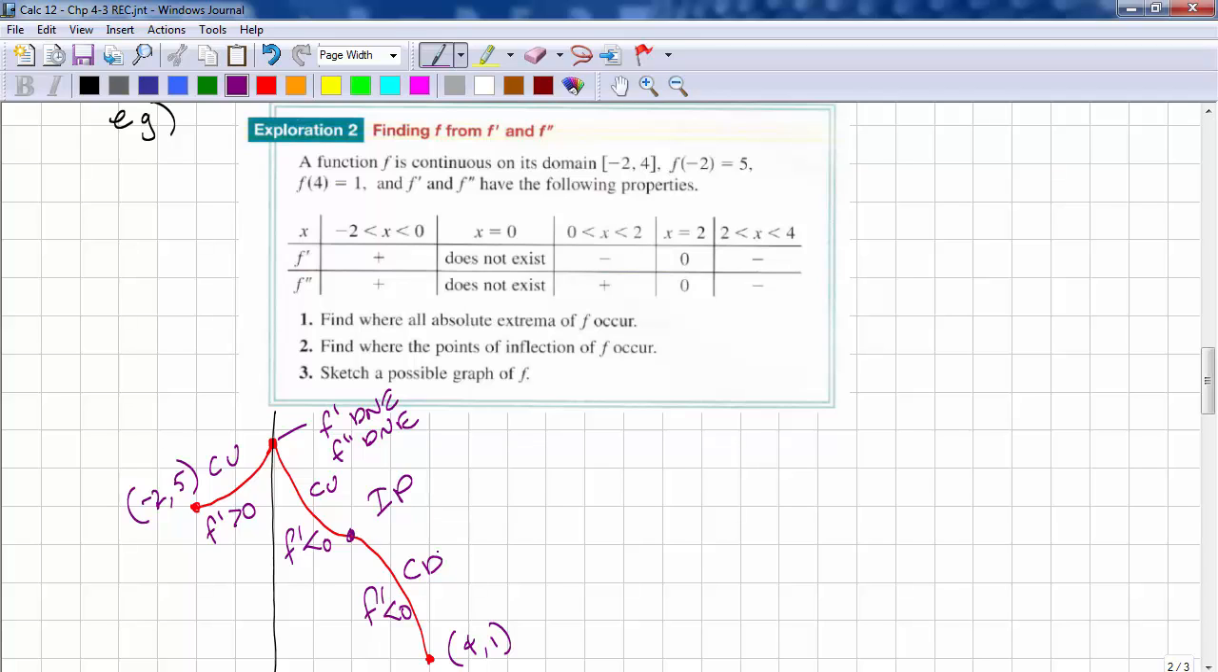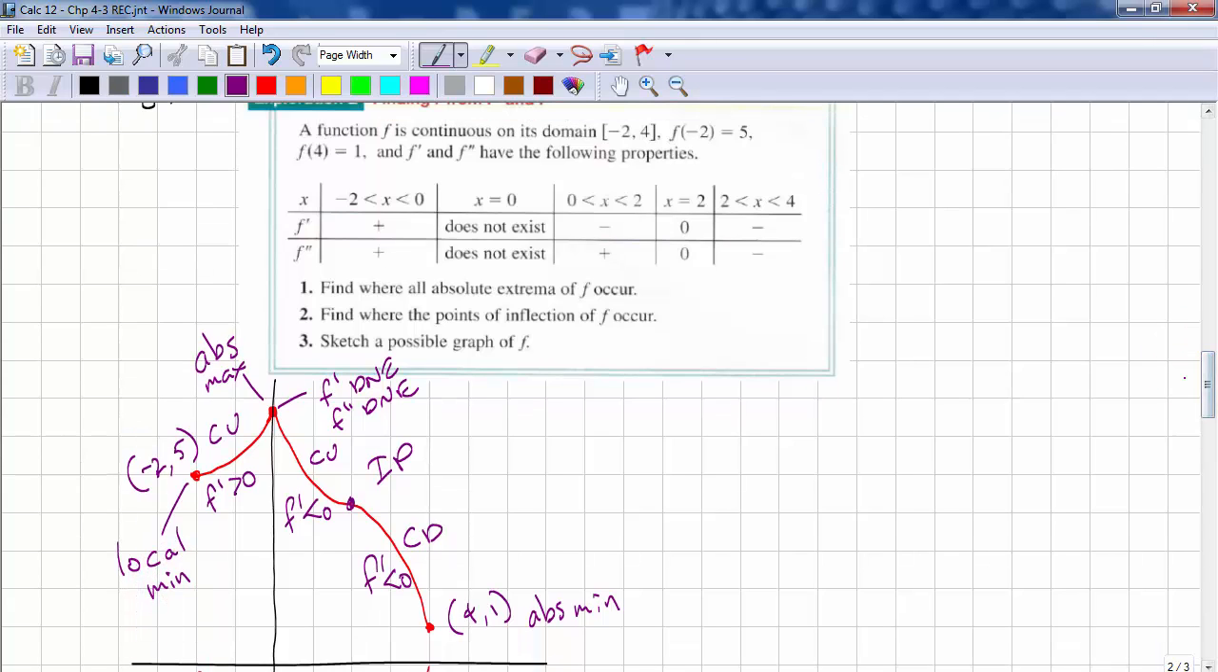And we want to find all absolute extrema. So this is absolute max. This is absolute min. And if we want to label this one, this is also a local min. And that's all we have to do for that one. So, like I said, this is not the only solution. You can also sketch the graph like this, come down, have your inflection point, and end up at that spot.